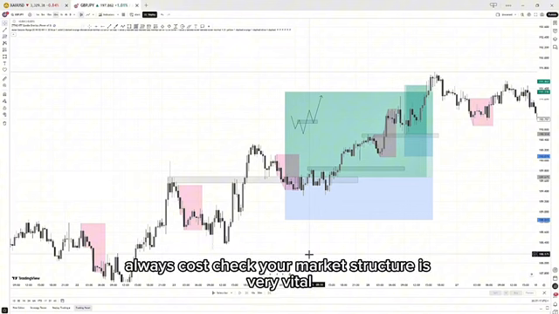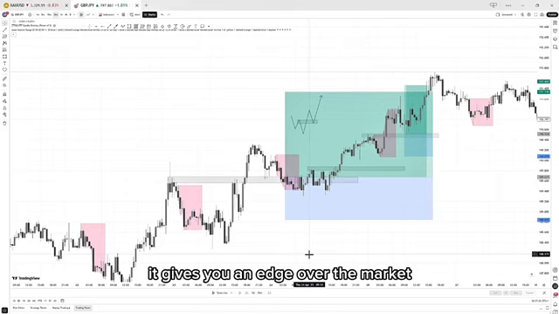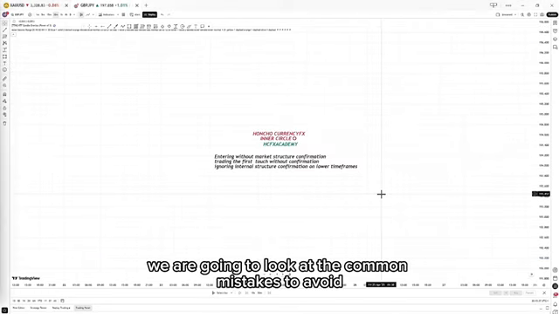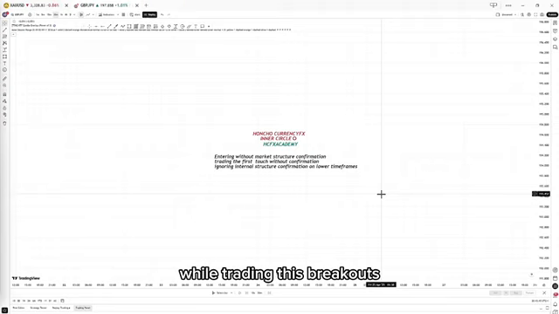Always cross-check your market structure. It's very vital. It gives you an edge over the market on what the market is going to do, where the price is heading towards next. So we are going to look at the common mistakes to avoid while trading this breakout and retest strategy.